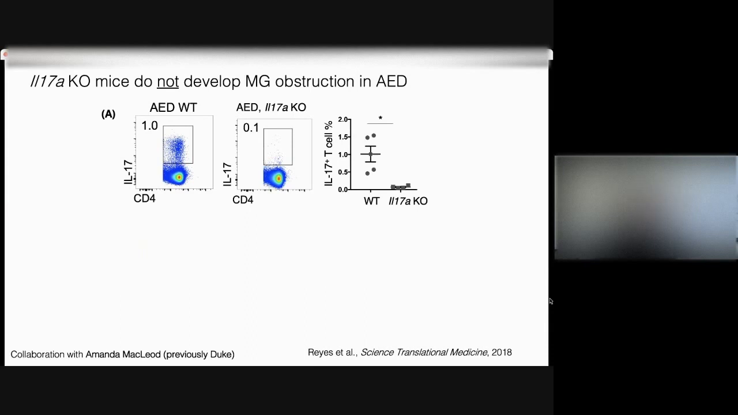So I guess at this point we thought, IL-17, this is pretty convincing. Let's try IL-17 genetic knockouts. And this was a collaboration with Amanda McLeod, who's no longer at Duke. I think she's at GSK, but I don't remember. So we induced AED in these mice, and these are IL-17 knockout. And you can see in panel A, in just your wild type in the lymph node, plenty of IL-17 cells. In the IL-17A knockout, we couldn't find a very good amount of IL-17 positive CD4 T cells, and that's quantified.